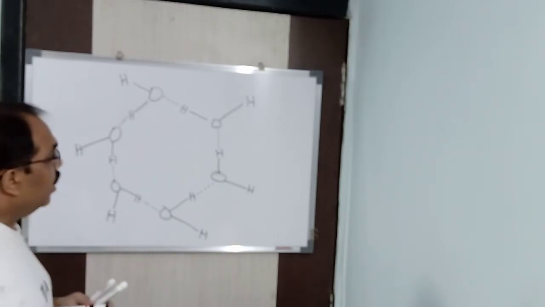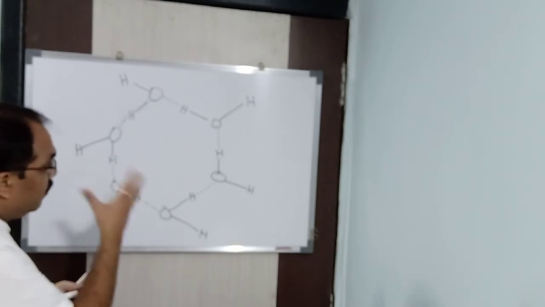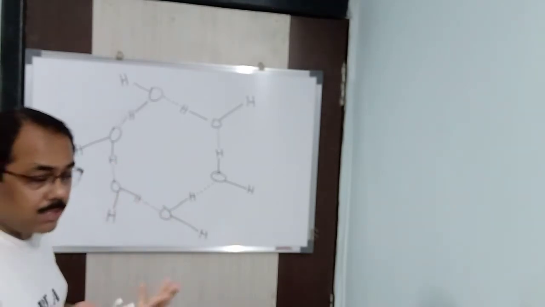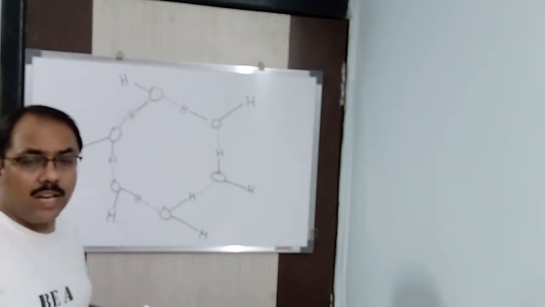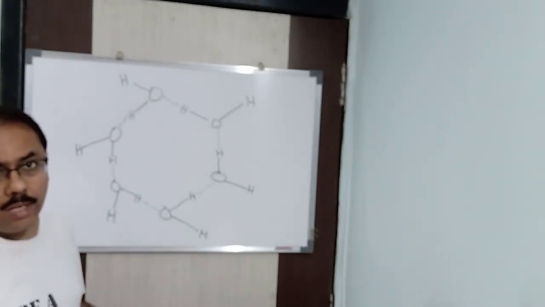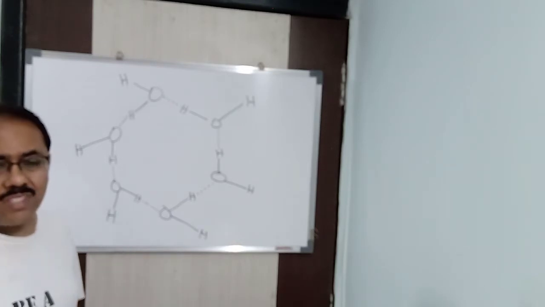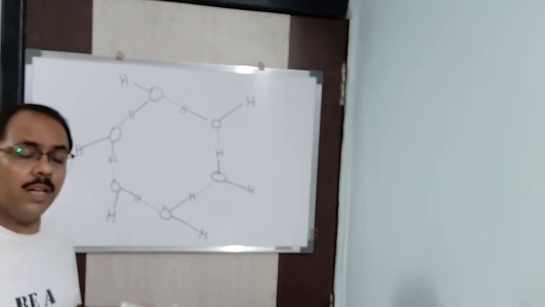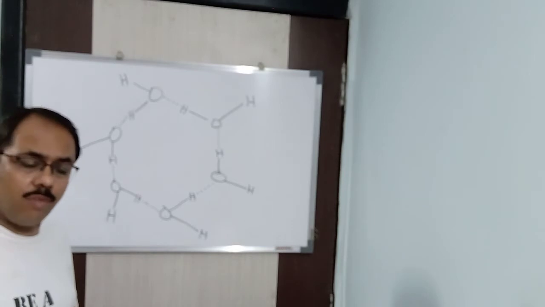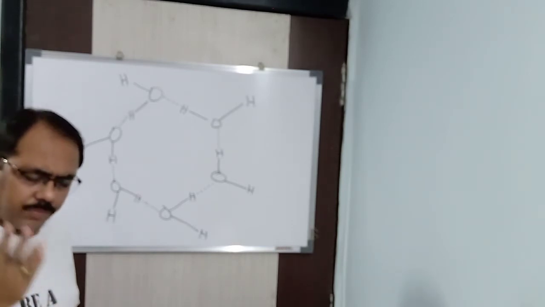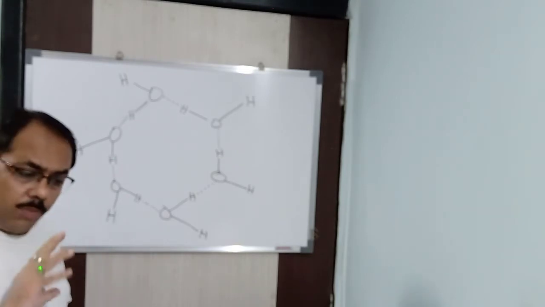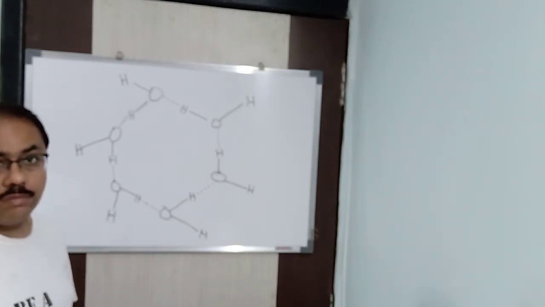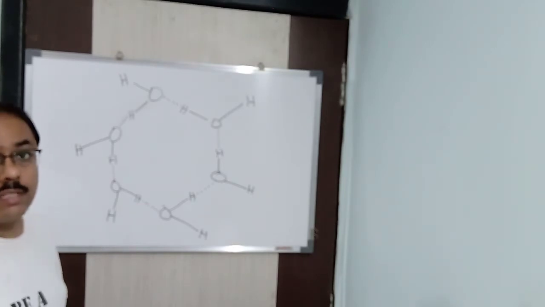Got it? Again I repeat, when water freezes to form ice, it arranges itself in this manner. You know that ice is lighter than water, ice is less dense than water. Why? Because we have read in physics about anomalous expansion: when water is being cooled from 4 degrees centigrade to 0 degrees centigrade, the volume increases and density decreases. We have studied this as anomalous expansion of water.